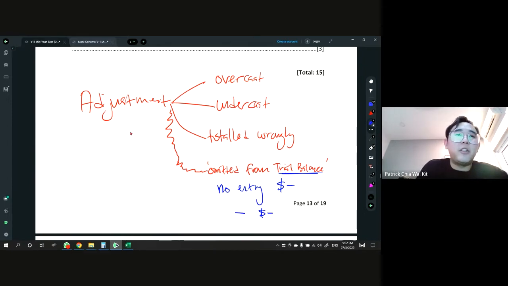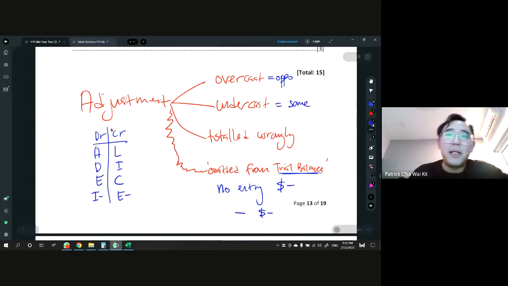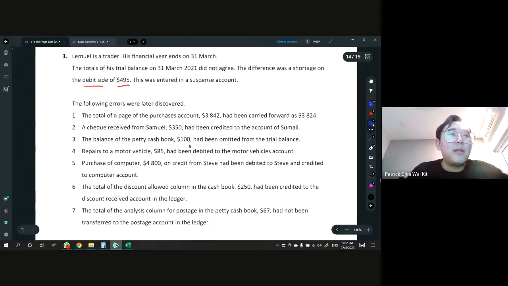For adjustment, of course, you need to know the ADE. As long as you are familiar with ADE, LIC, that means you know which elements the accounts belong to, then you are able to do this. Technically, overcast needs to go opposite to fix the problem. If it's undercast, not enough, you need to go same side. So that's about it, and now we look at all the errors.